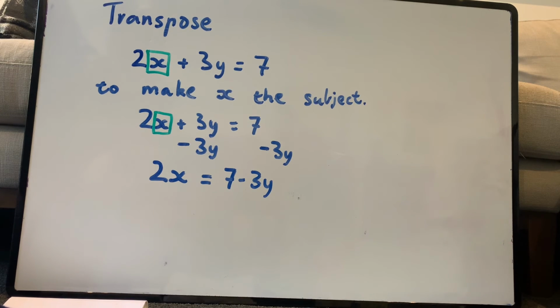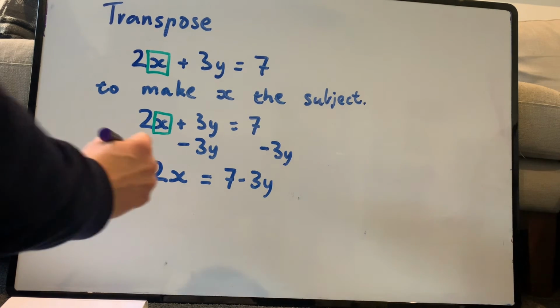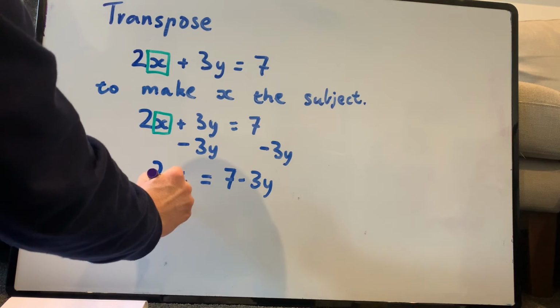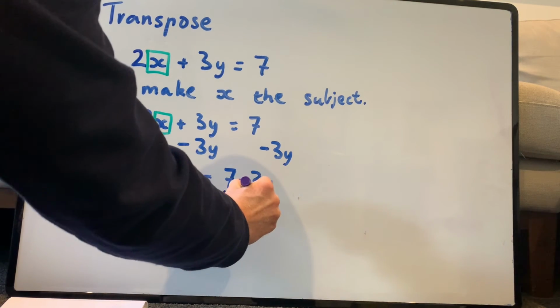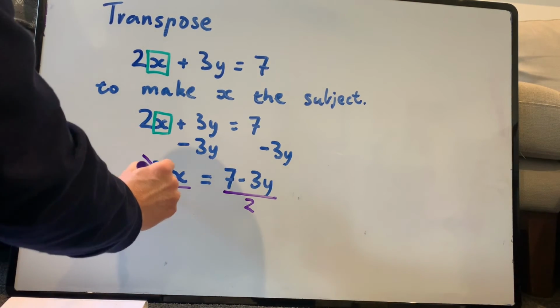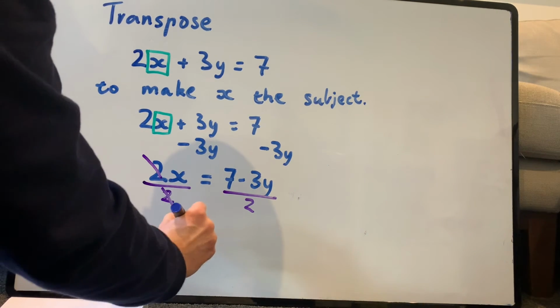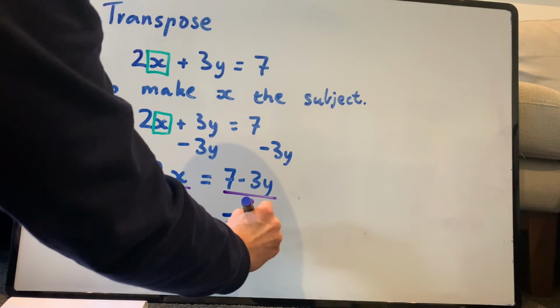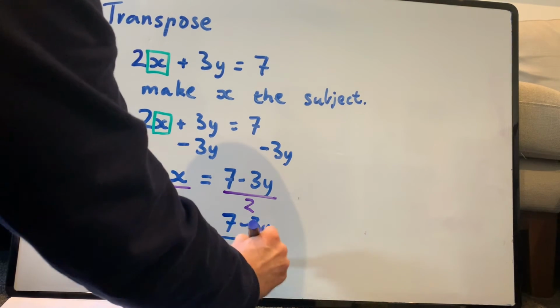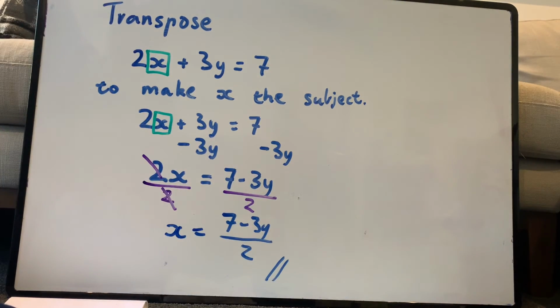Okay, we've got 2x equals 7 minus 3y. We want x. Gonna divide both sides by 2. Bang, bang. X equals 7 minus 3y, all divided by 2. As required.